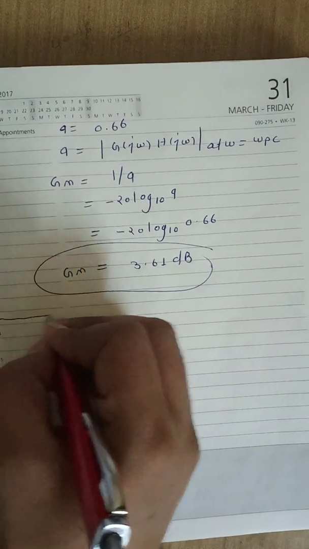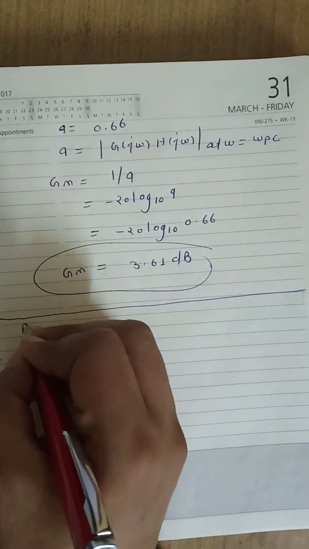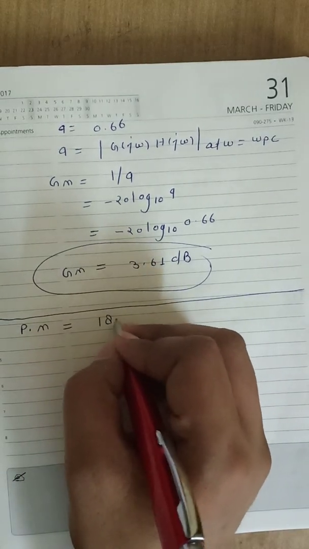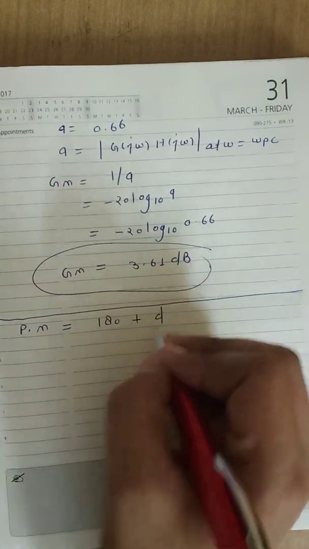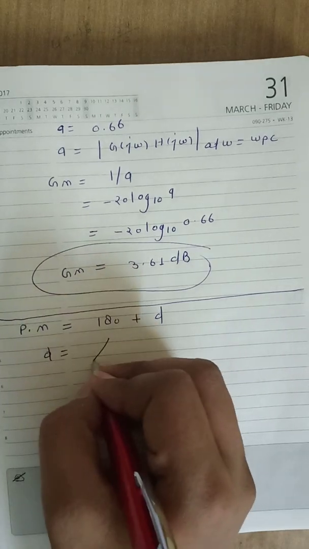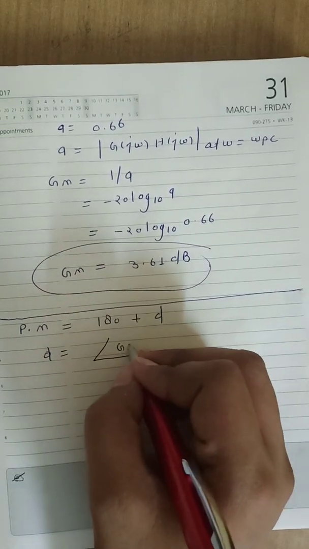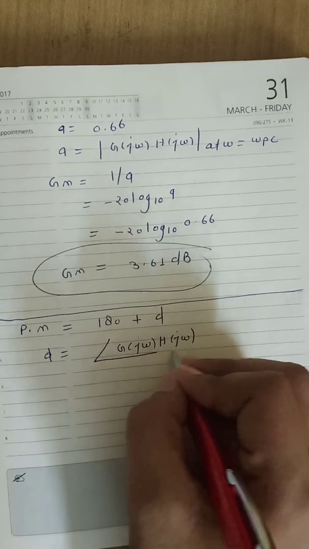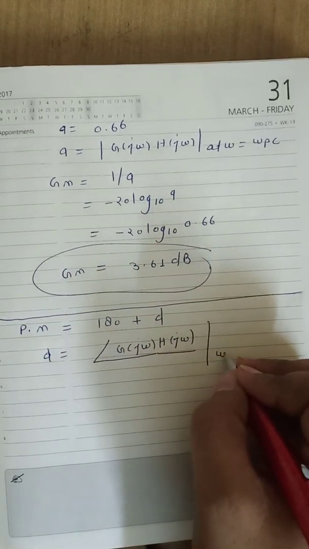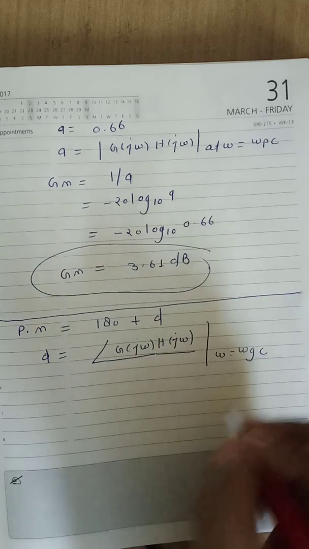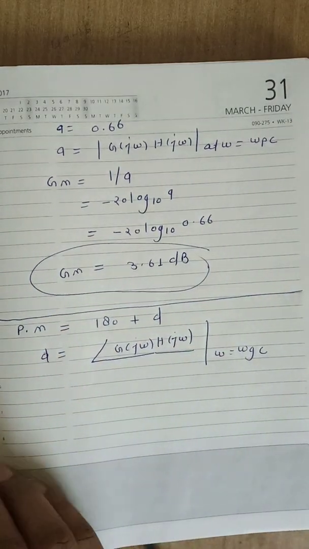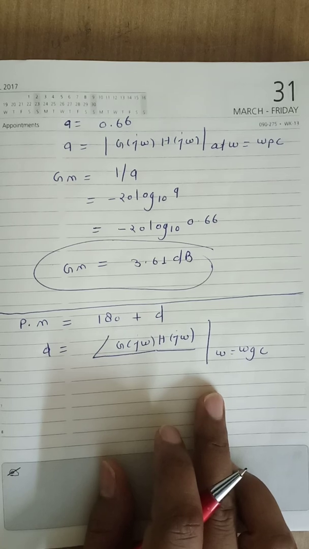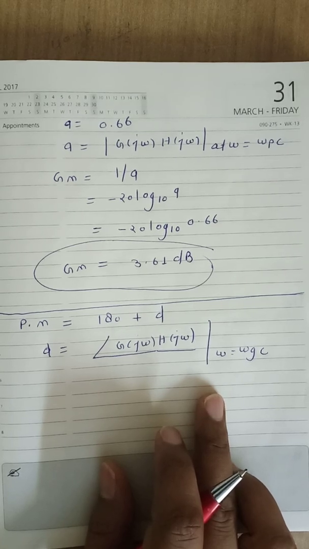Now let us see how we can calculate phase margin. We can calculate phase margin with the help of formula 180 plus phi. Phi means angle of G(j omega) H(j omega) at gain crossover frequency. And how we can calculate gain crossover frequency? It is the frequency at which magnitude becomes unity.